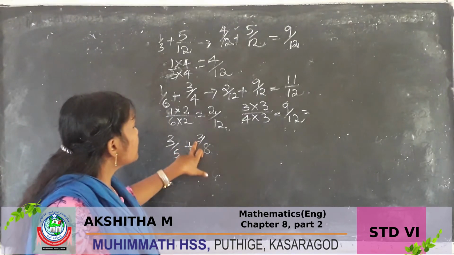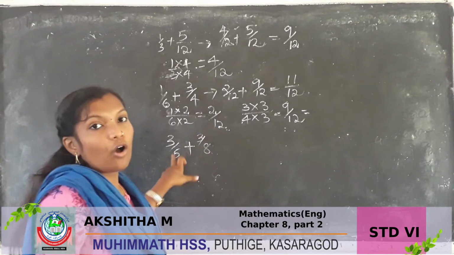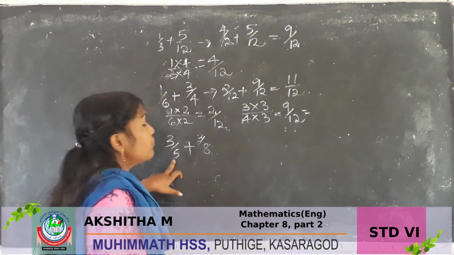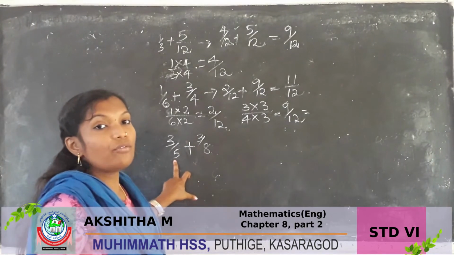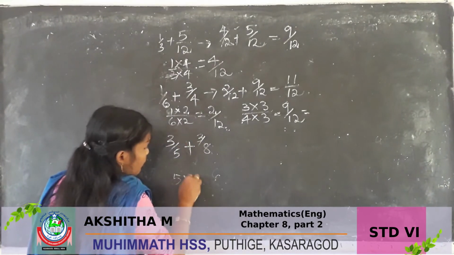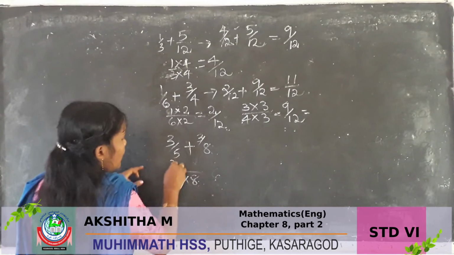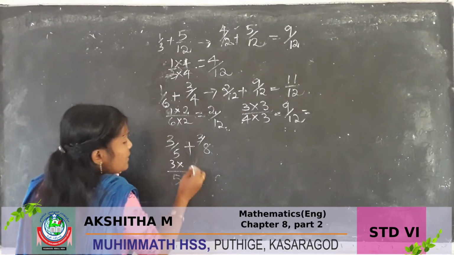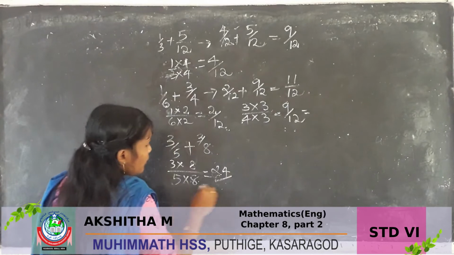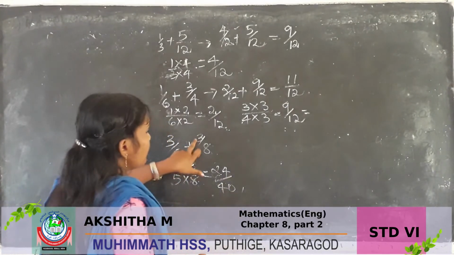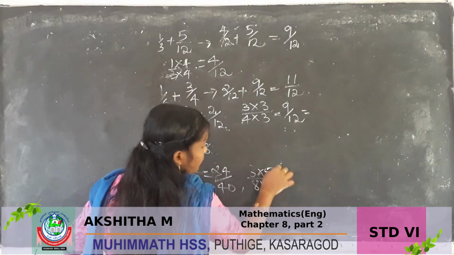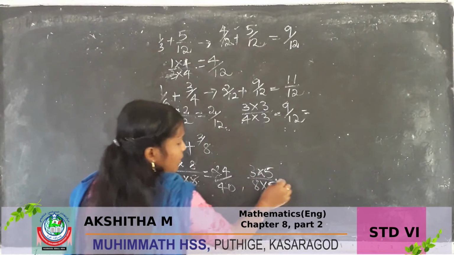3 by 5 plus 3 by 8. Which is the common multiple of 5 and 8? 40 is the common multiple of 5 and 8. So 5 into 8 is 40. Here also we have to multiply by the same number. So we get the fraction 24 by 40. Next, here 8 into 5 is 40. 3 into 5, we have to multiply by the same number.